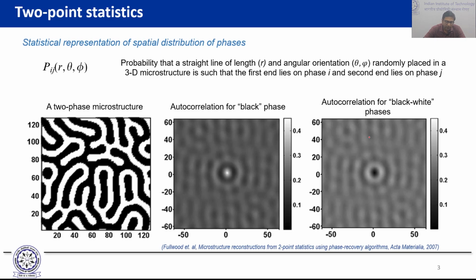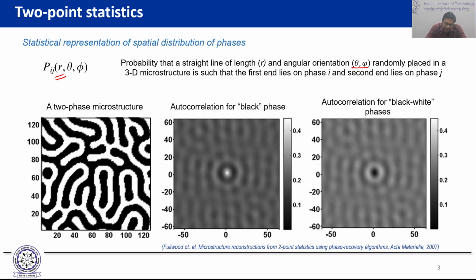So to recap very quickly, when we are talking about 2-point statistics, essentially we are trying to map probability distribution functions. Essentially, the probability is that if I take a straight line of a certain length, let us say a length r, and this line has an angular orientation of theta and phi. When I say theta and phi, theta is in the xy plane and phi is going into the plane, right? So I'm talking about a 3D microstructure.